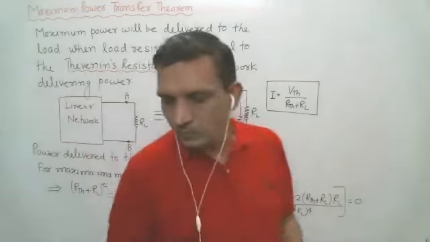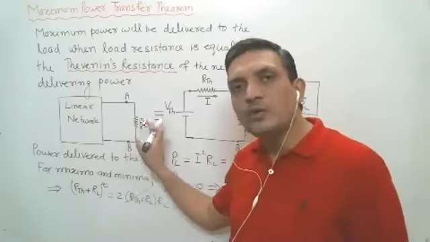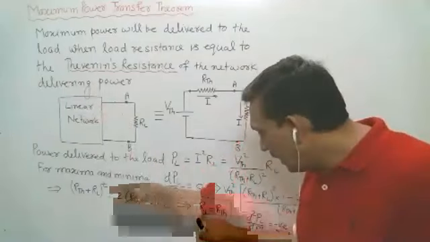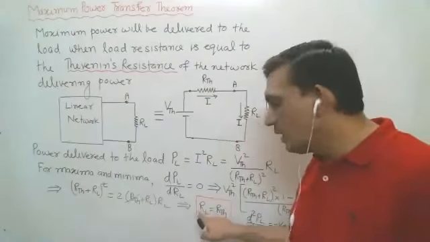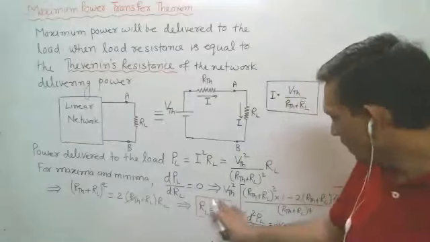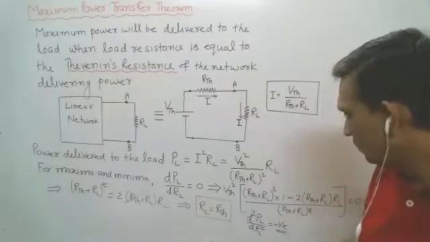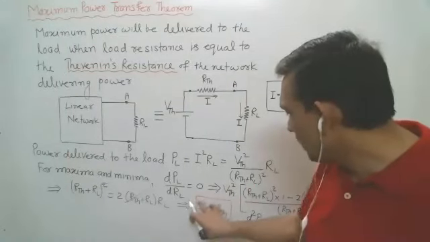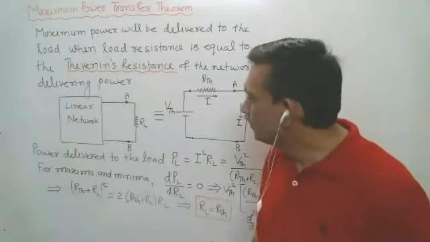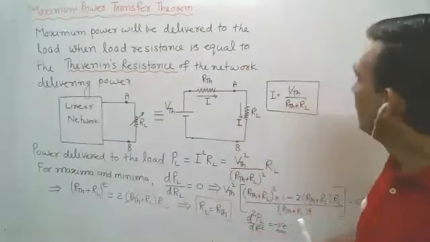Sir, load resistance should be variable, no? You have to find at what value of RL power delivered will be maximum. So you have to check for different values of RL, and you will see when RL is equal to RTH, at this particular value, power will be maximum. Okay, so this is the maximum value. Sir, the symbol of RL should be variable. Yes, RL is variable. Yes.